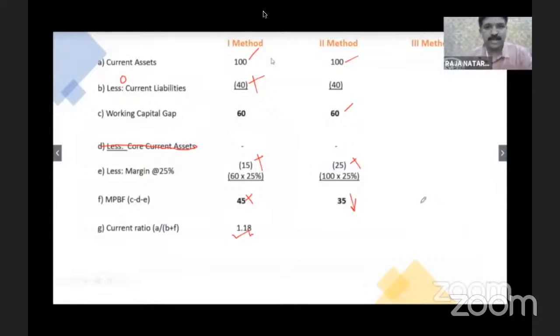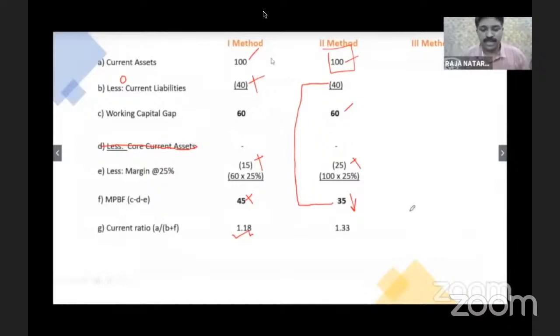Now let us calculate the current ratio. You are going to have one key learning now. What is the current ratio? Current asset by current liability. What is your current asset? It is 100. What is your current liability? It is other current liability plus bank finance. It is 40 plus 35, 75. 100 divided by 75. What is the current ratio now? It is 1.33. And what does 1.33 communicate?